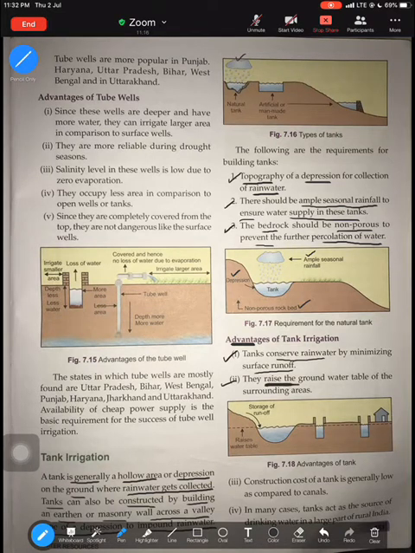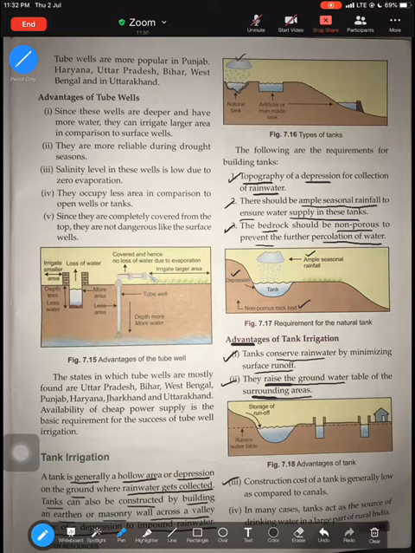Second, they raise the groundwater table of the surrounding area, because tanks are built in areas where water percolation is prevented. So definitely the groundwater is not being used, rather all the rainwater is being used for irrigation purpose. So what happens to the groundwater table? It keeps on rising because that is not being used. We are just using rainwater. So the water table increases. It becomes high, which could be used for future purpose.